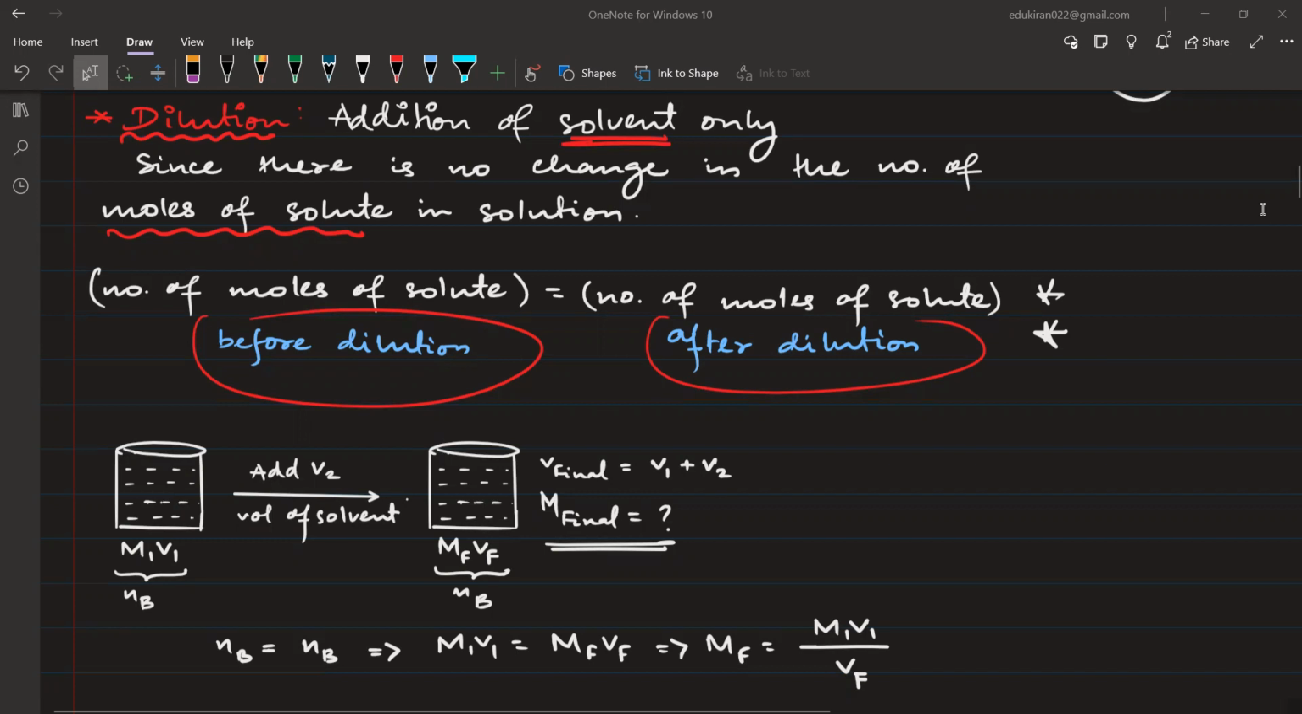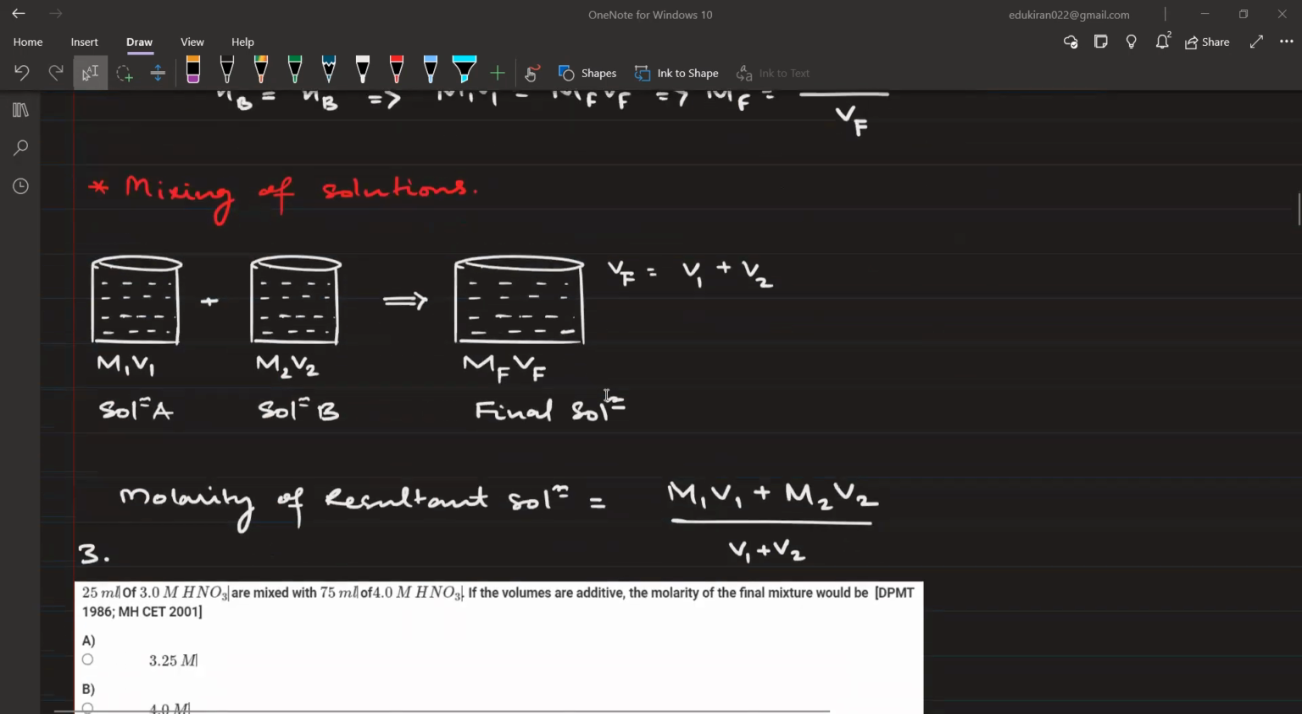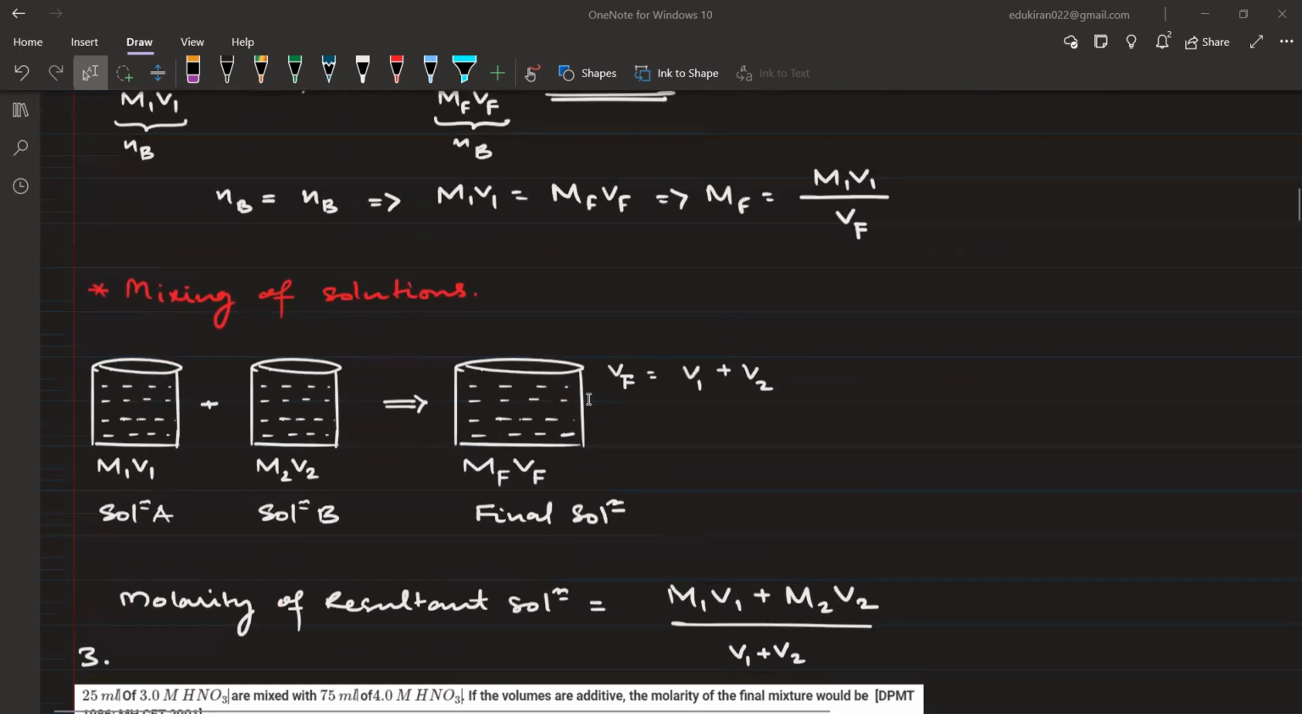Now, let us see what happens if we mix solutions. When you mix solutions, initially you had a solution A with molarity M1 and volume V1. Solution B has molarity M2 and volume V2. Both of these solutions are of the same solute, let us suppose it is salt or acid or base, but both of them must be the same solute.